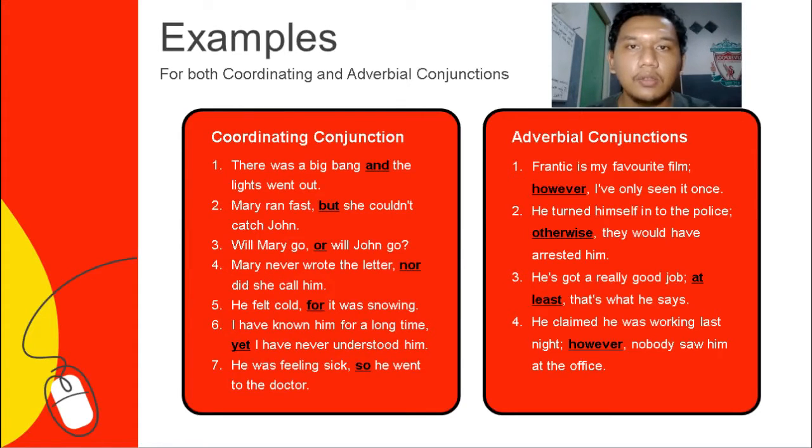Next, let's take a look at the adverbial conjunctions. Let's read them together. First, Frantic is my favorite film. However, I've only seen it once. He turned himself into the police, otherwise they would have arrested him. He's got a really good job. At least that's what he says. He claimed he was working last night, however, nobody saw him at the office.